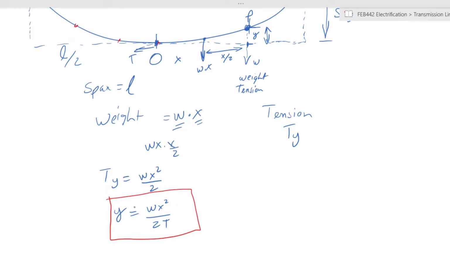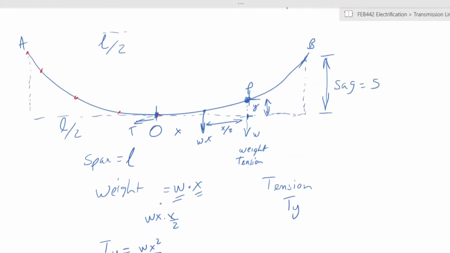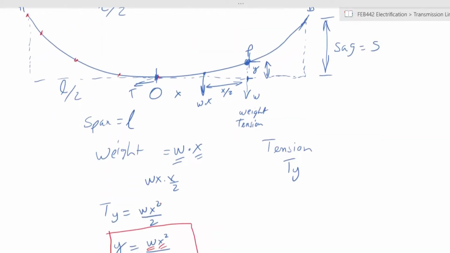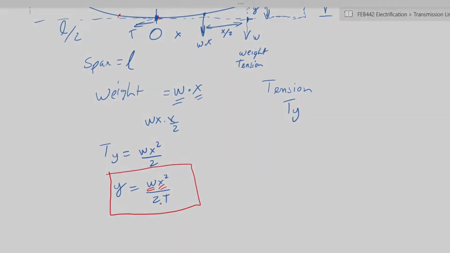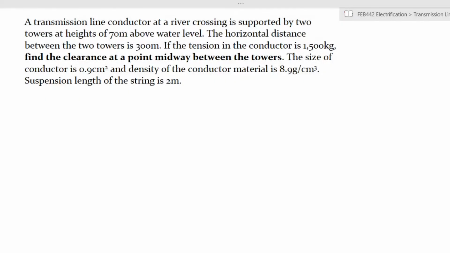The distance y, the height from the lowest point, will be equal to the weight per unit length times the horizontal distance from the lowest point squared, over 2 times the tension encountered within the cable. Remember that the force of tension is the same all along the cable. So we'll now do an example.